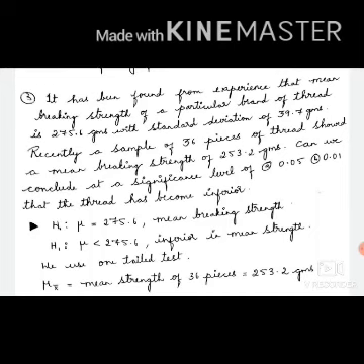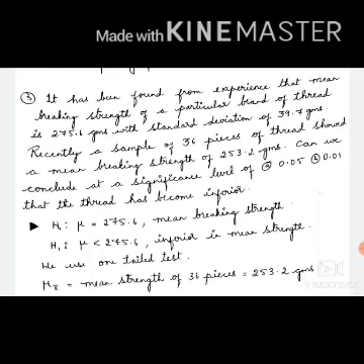So here the claim is that the thread has become inferior, but we know that the null statement does not take sides, it is a neutral statement. Therefore we say that the mean breaking strength of the thread remains unchanged. That means to say the mean breaking strength is the same as 275.6. Therefore the mean breaking strength is nothing but mu, because it's a mean. Therefore mu is equal to 275.6 grams. So we take H naught as mu is equal to 275.6 grams.